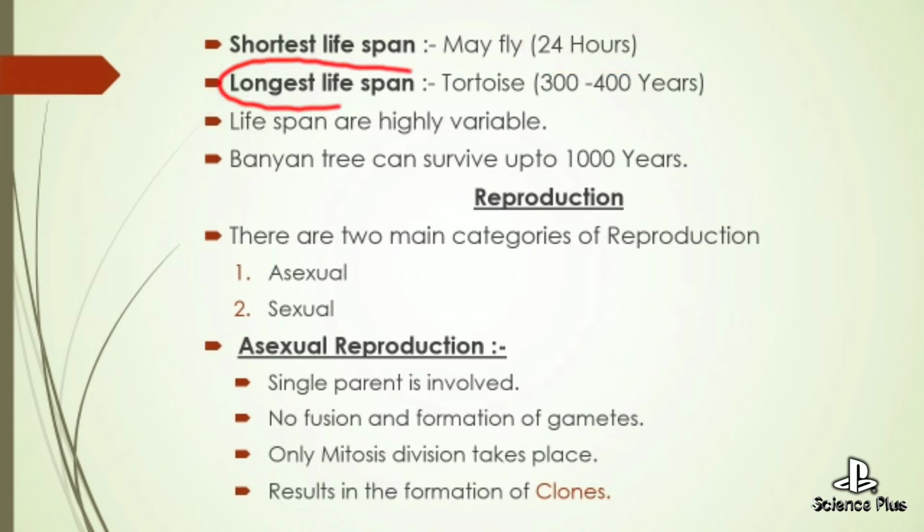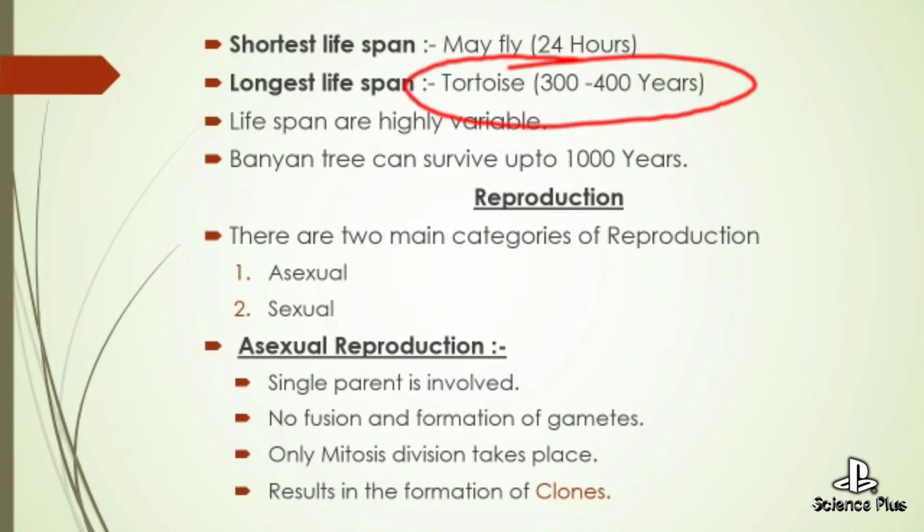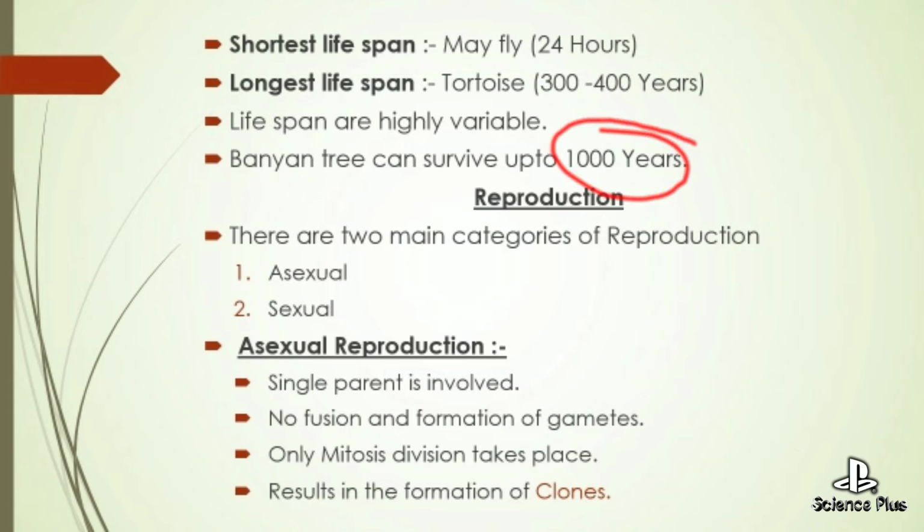This all takes place within 24 hours. If we talk about the longest lifespan, then there are many plants and many animals which have very long lifespan. But among them, tortoise has a lifespan of about 300 to 400 years. It means it can survive up to 300 to 400 years. It is a very long time. If you talk about plants, then there is a plant which is familiar to all of us, that is banyan tree. Its lifespan can be up to 1000 years also. So that's all about the lifespan.